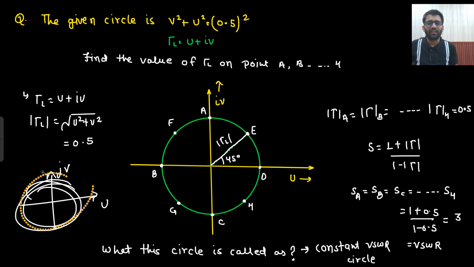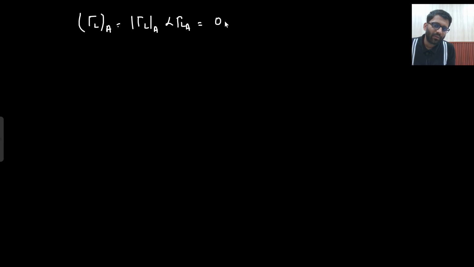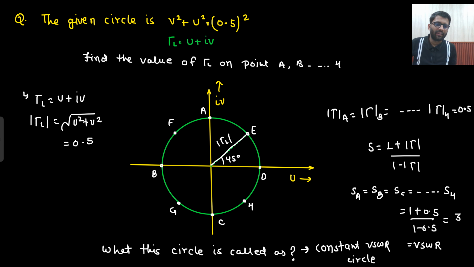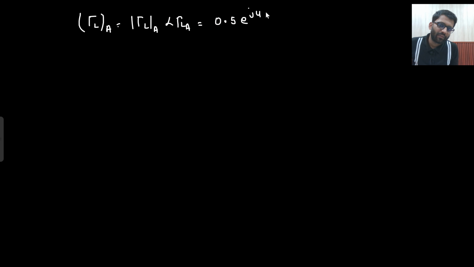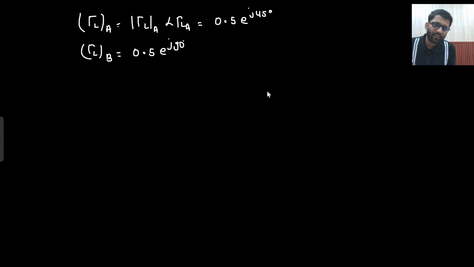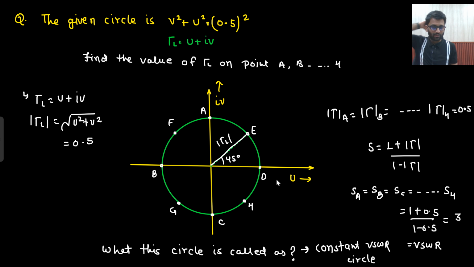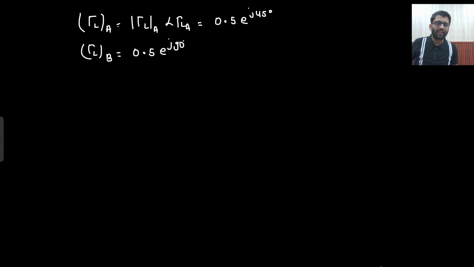Now if I need the complete value, let's say I need gamma L at point A. So what I will write is mode of gamma L at point A, and then the angle. Mode of gamma L I already know is 0.5, and what is the angle? Oh sorry, this is point A, so at point A the angle is 90 degrees. Sorry, at point A the angle is 90 degrees.